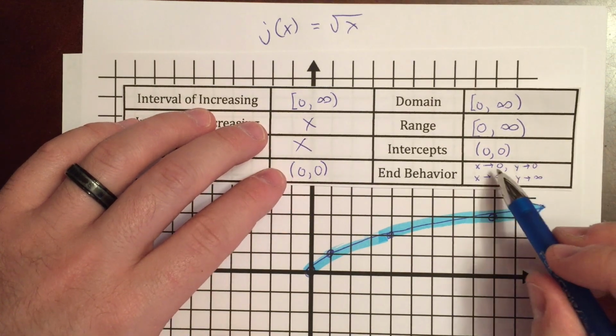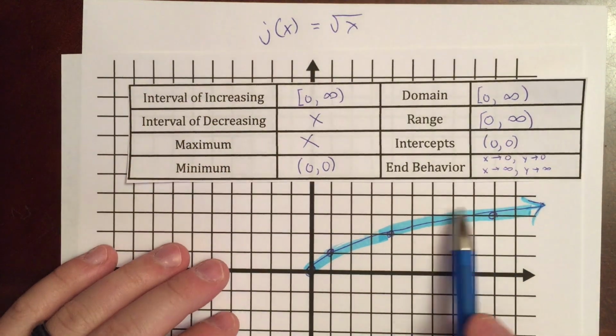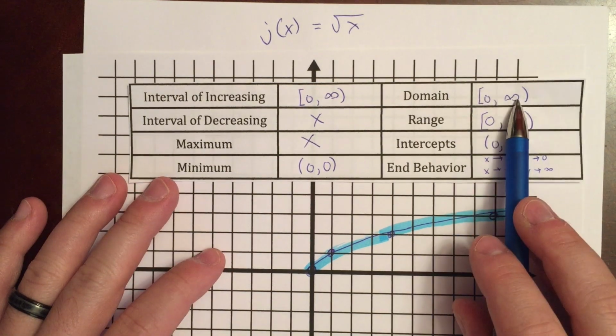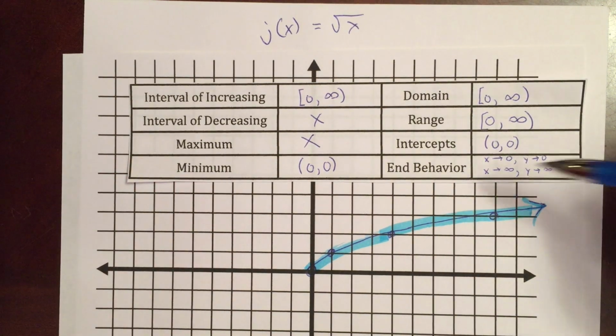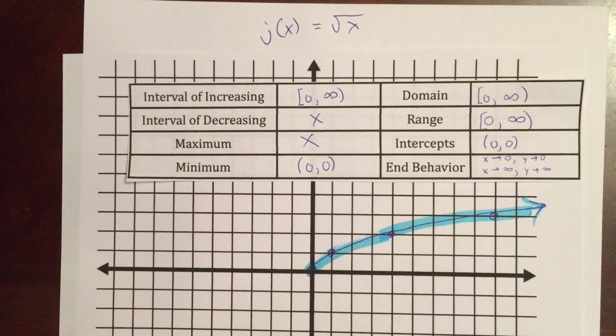We're looking at what happens as we go left or right on the domain, and what the range is going to do. We're looking at what the y values are going to do. So that's the basics of the square root function, looking at specific key features and the graph.